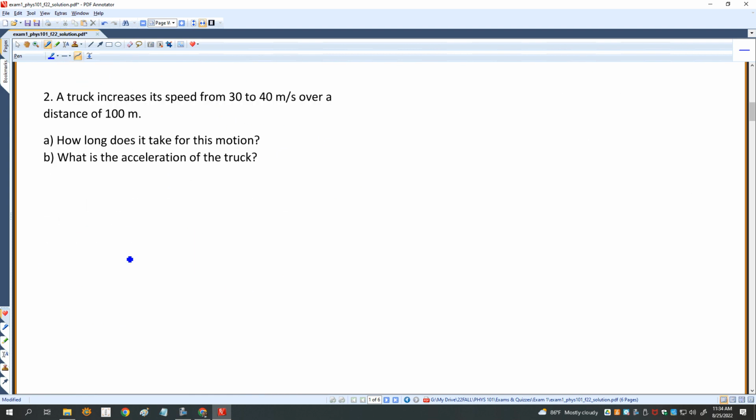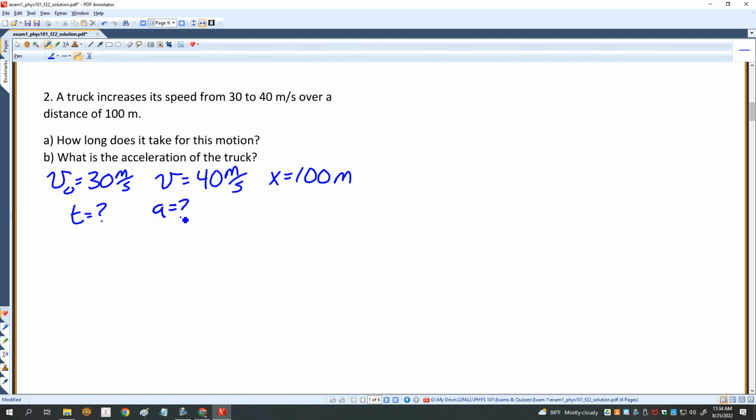Okay, a truck increases its speed from V naught equals 30 to V final equals 40 meters per second over a distance of x equals 100 meters. And I want to know what time does this take, and then also what is the acceleration.